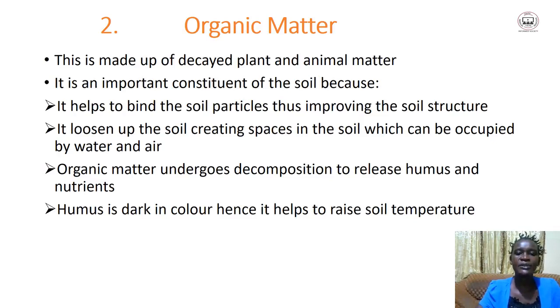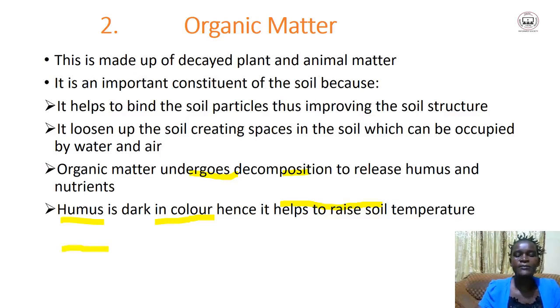Apart from that, another importance of organic matter as a component of the soil is that it loosens up the soil, creating spaces in the soil which can be occupied by water and air. And also, this organic matter will undergo decomposition. Through the decomposition process, the organic matter will form humus, and through the same process, some nutrients may be released from this organic matter, which will also be used by the plants.